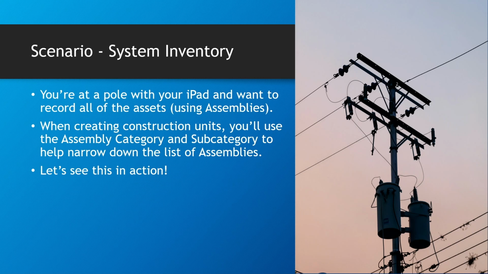So when you go to that pole, you can pick a category and subcategory to narrow that list of assemblies down, and then it should be really easy from there to pick the one that you want that applies to whatever that asset or item happens to be. So let's see that in action.